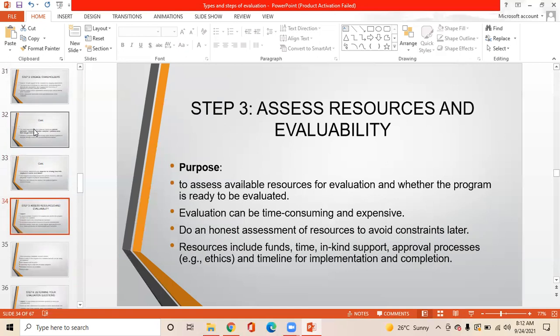Step third is assess resources and evaluability. Purpose of this step is to assess available resources for evaluation and whether the program is ready to be evaluated. Evaluation can be time consuming and expensive. Do an honest assessment of resources to avoid constraints later. Resources include funds, time, in-kind support, approval processes, for example ethics, and timeline for implementation and completion.